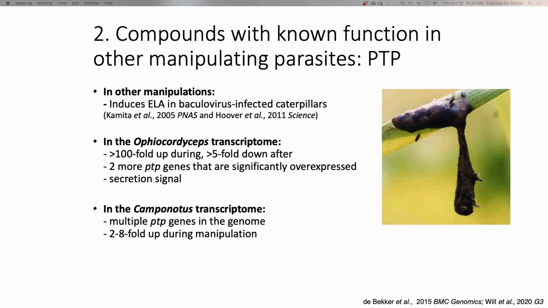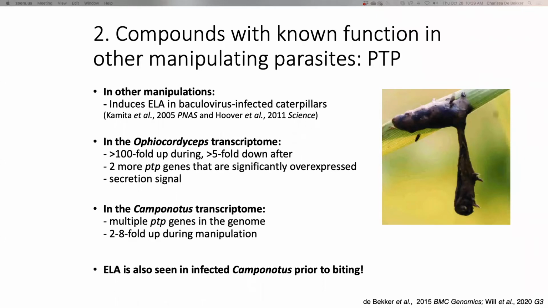And what we see for the Ophiocordyceps transcriptome is that there is a 100-fold upregulation during manipulation. There are 2 more PTP genes that are significantly overexpressed, and we find that actually in Camponotus, the PTP genes that it has itself are upregulated as well.